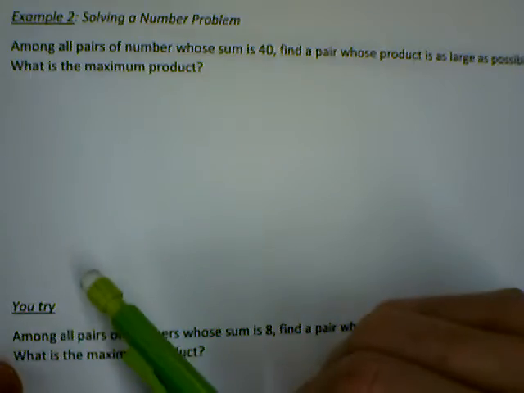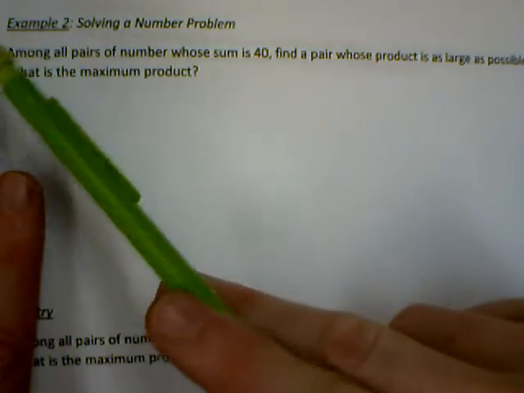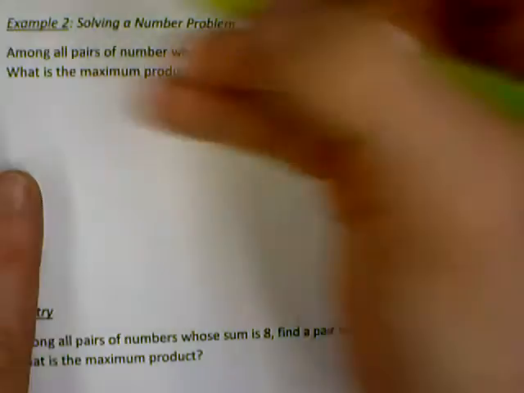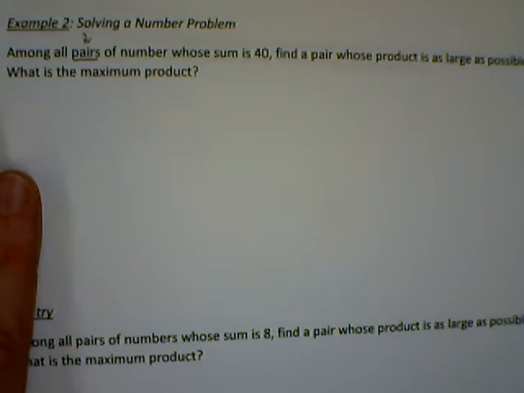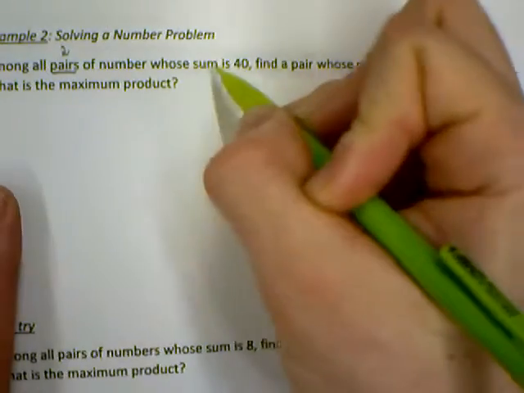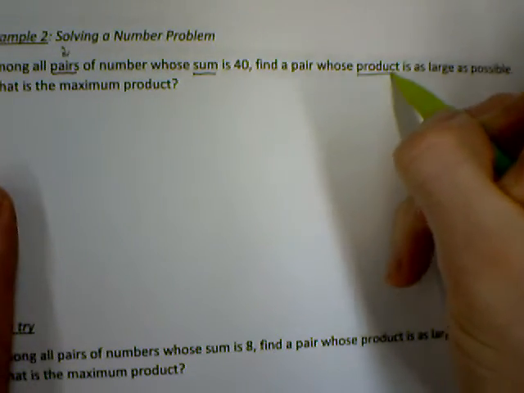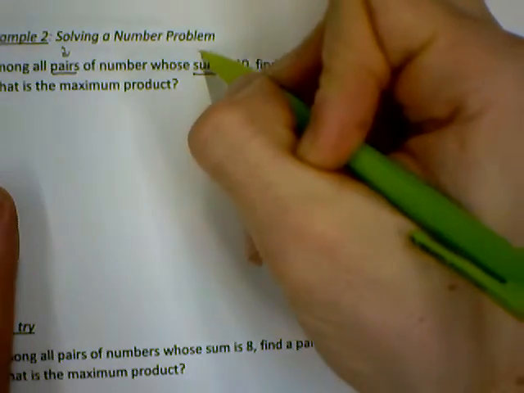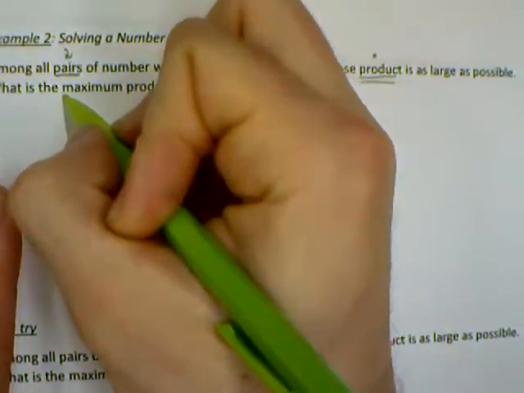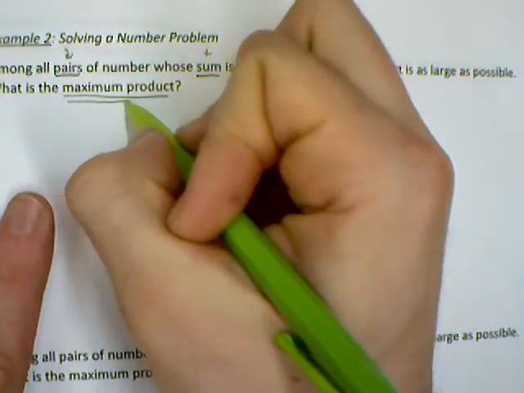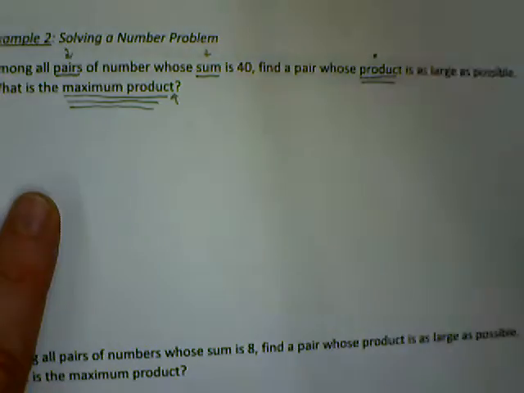Now, first things, there's a couple steps we want to go through. First, let's read the problem again. Among all pairs of numbers. So we know that we're talking about pairs. That means we're going to have two numbers. We also know their sum is 40, and we want to find their product is as large as possible. What's the maximum product? So we know we're trying to maximize. We want to maximize our product.